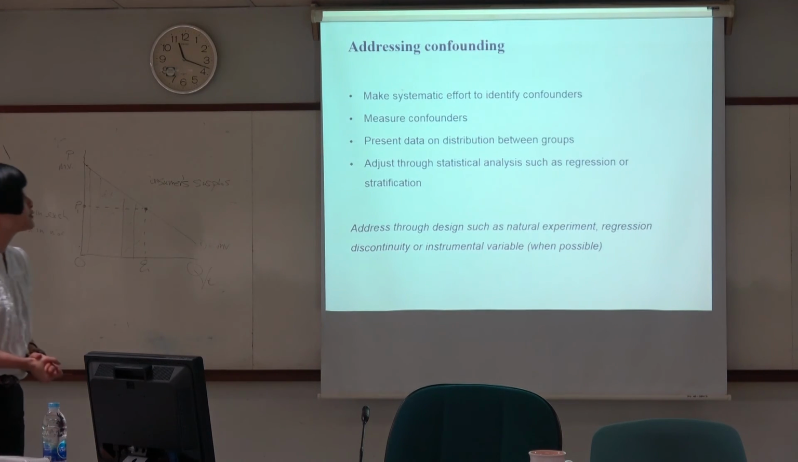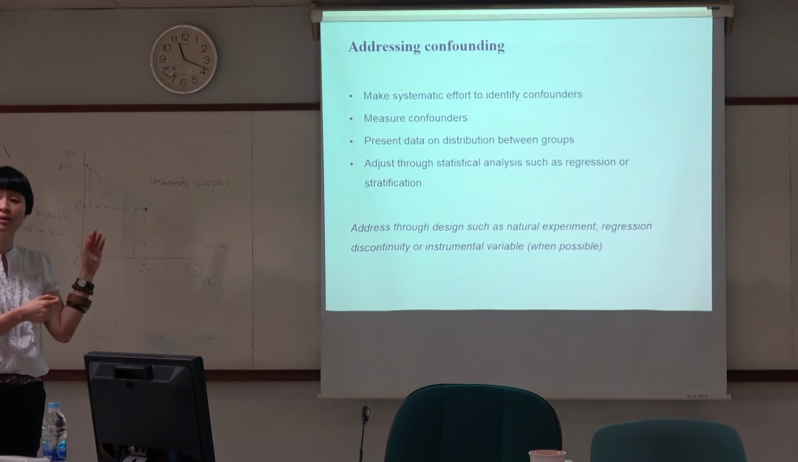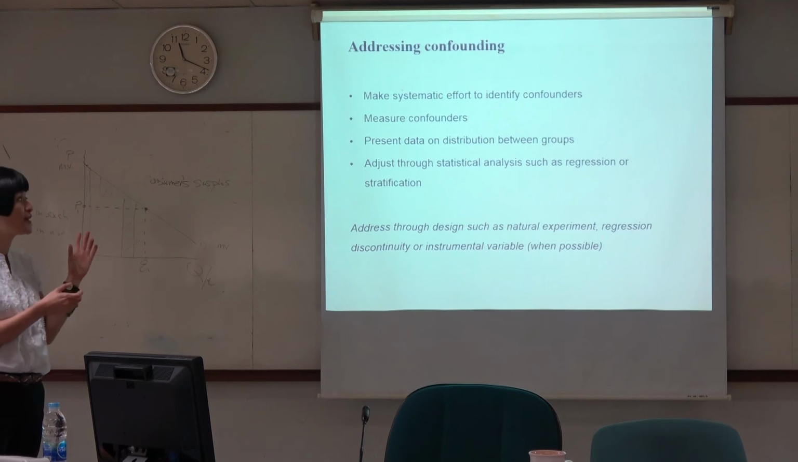Now, to adjust for confounding, you can make a systematic effort to identify confounders. Matching is one way, appropriate matching. You record data on confounders, you measure confounders, and you present data on distribution between the groups. So it's like your table 1 in randomized control trials that will give you a bit of information. And you can adjust through statistical analysis using regression or stratification. But remember, you're only able to adjust for what you have measured. You can only adjust for the variables that you have data on.